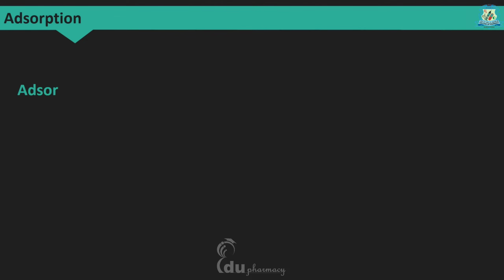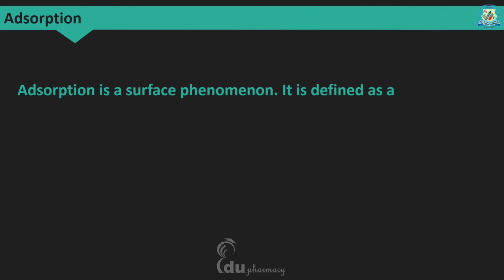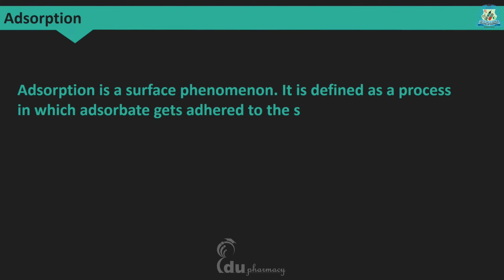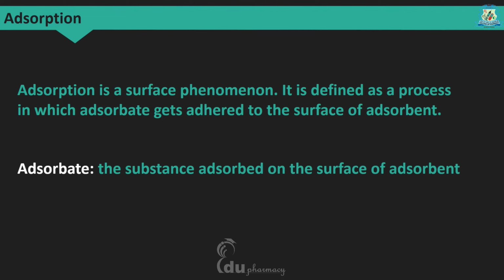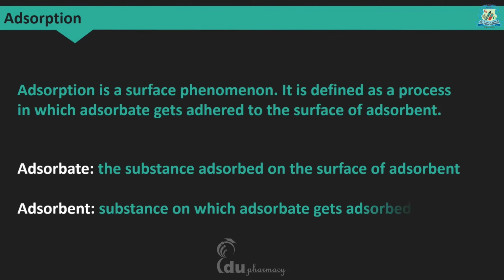Adsorption is a surface phenomenon. It is defined as a process in which adsorbate gets adhered to the surface of adsorbent. Adsorbate is the substance adsorbed on the surface of adsorbent, and adsorbent is nothing but the substance on which adsorbate gets adsorbed.